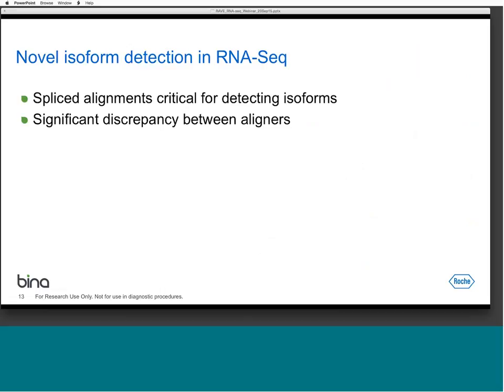Thank you, Anoop. So as Anoop alluded to, detecting aberrant splicing in RNA-Seq is very important, such as detecting novel isoforms. And to be able to detect novel isoforms, you need accurate and comprehensive spliced alignments. However, in studying different RNA alignment tools, we've discovered there is significant discrepancy between the junctions called from the various aligners.